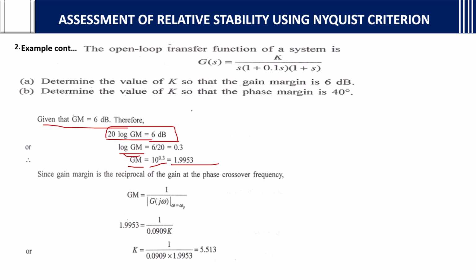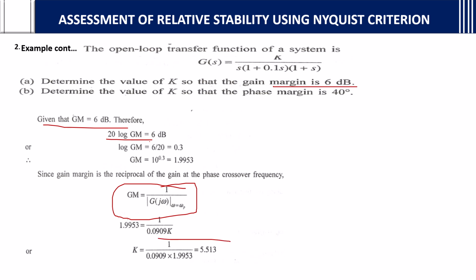So the GM value is this. Once you got the GM value, the gain margin is already given. So the gain margin is 6 dB. The gain margin formula is this. From this you got the gain margin. So once you have the gain margin, you can substitute back into the phase crossover frequency formula, where 1.9953 by 0.090 K. What will you get? The K value as 5.513.